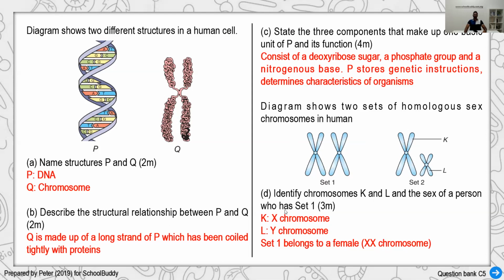The next question is to identify the gender of a person. If this is X and this is also an X chromosome, obviously it's a female. Females have XX chromosomes, while males have XY chromosomes. So that's how we differentiate. So the sex chromosome for female is XX, for male is XY.